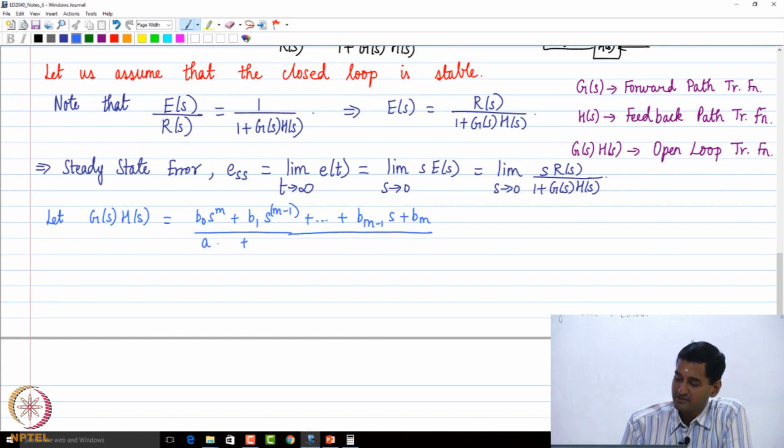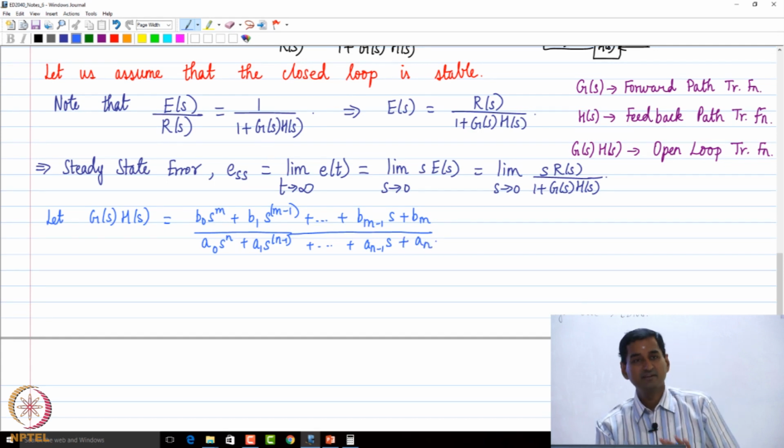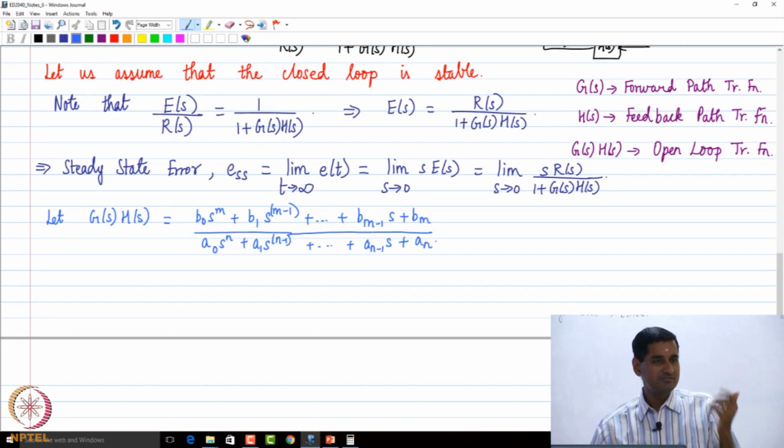So, the denominator is a naught s power n plus a1 s power n minus 1, plus all the way till a n minus 1 s plus a n. Okay, let us say G(s)H(s) comes out to be in this generic form. Please note that I already have closed loop stability, I am reiterating that point again and again.